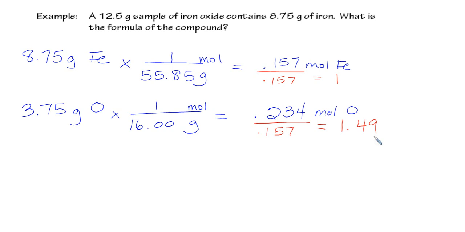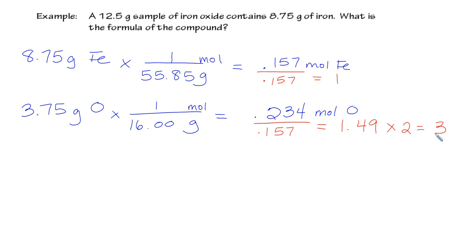Okay, so the ratio is approximately 1 to 1.5. And I can't write 1.5 in my formula. I can't have 1.5 atoms of oxygen. So if you get to this point and they're still not whole numbers, it's probably something that you can manipulate into a whole number. If you get something that ends in 0.5, multiply it by 2. If you have 0.333 repeating, multiply it by 3. If it was 0.25, you could multiply by 4.